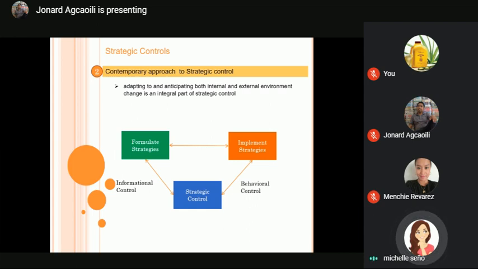Dito po sa informational control, it is primarily concerned with whether or not the organization is doing right. Kung tama po ba ang ginagawa ng isang organization. Tapos dito naman po sa behavioral control, a method of organizational control in which a firm influences the action of employees through culture, rewards, and boundaries. Parang involved na po dito yung mga employees kung tama po ba yung ginagawa nila.